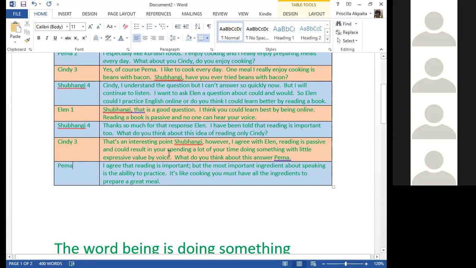Okay, that's an interesting point, Shivangi. However, I agree with Ellen. Reading is passive and could result in you spending a lot of your time doing something with little expressive value by voice. What do you think about this answer, Pima? Pima? Are you here, Pima?